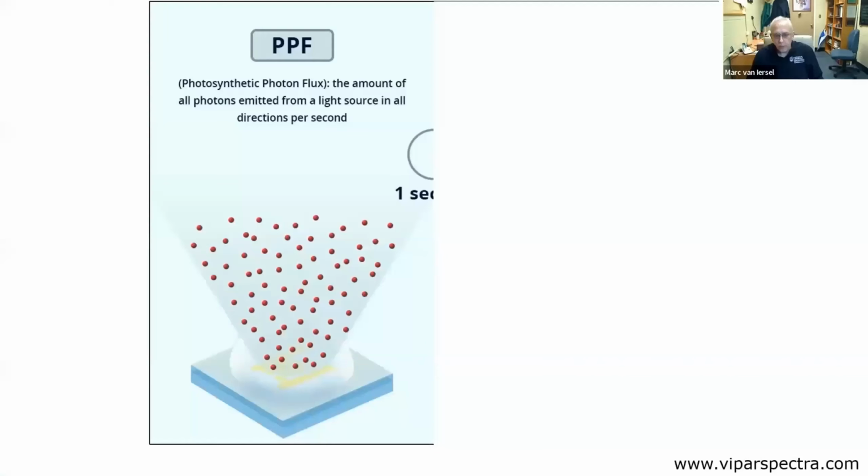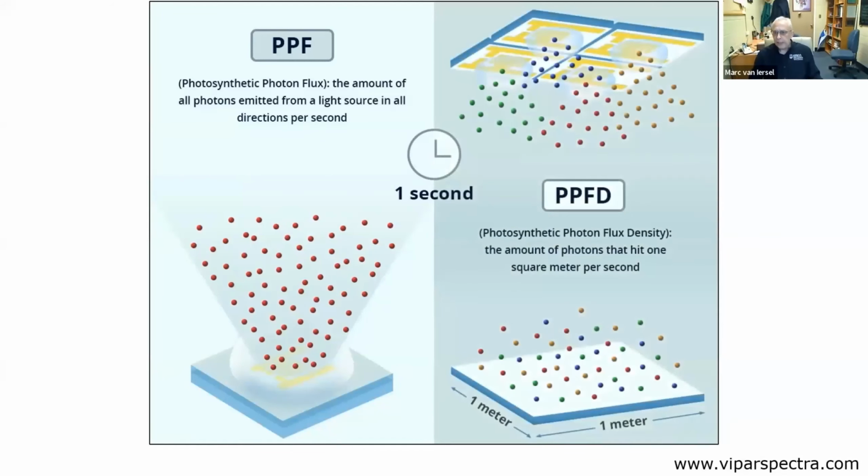The photosynthetic photon flux, as is illustrated in this diagram, most commonly refers to the total amount of light that is emitted by a light fixture in 1 second, while photosynthetic photon flux density, as you can see here, is the total amount of light that you receive in a 1 square meter area in 1 second.